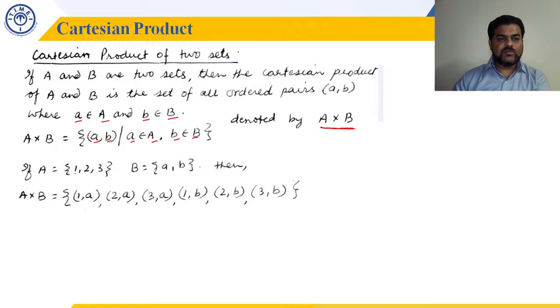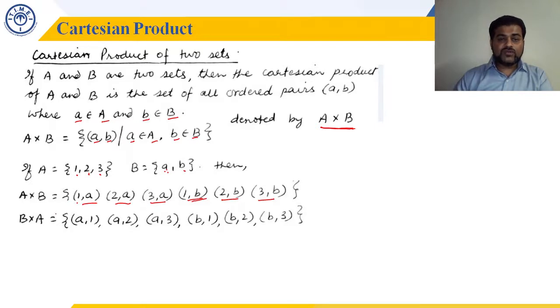then A cross B will be 1 with a, 2 with a, 3 with a, that is 1a, 2a, 3a. Then we'll have 1 with b, 1b, 2b, 3b. So these are all the ordered pairs where the first element is from set A, the second element is from set B. Okay. We can also have B cross A.